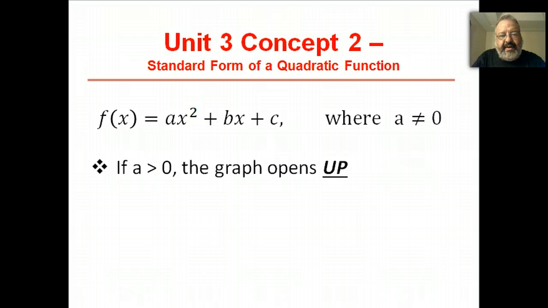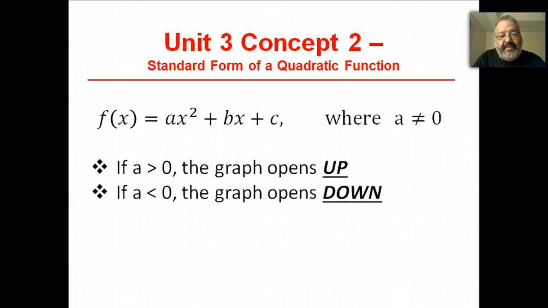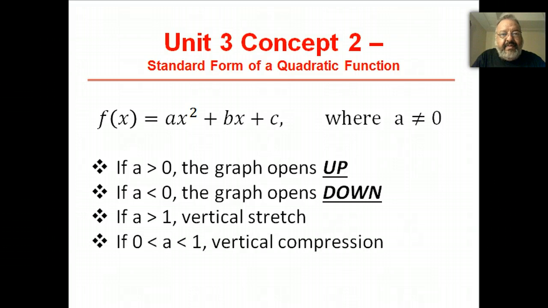Okay, and some characteristics: if a is positive, the graph opens up. If a is negative, the graph opens down. Kind of seen that before. If a is bigger than 1, you have a vertical stretch. And if a is between 0 and 1, you have a vertical compression.